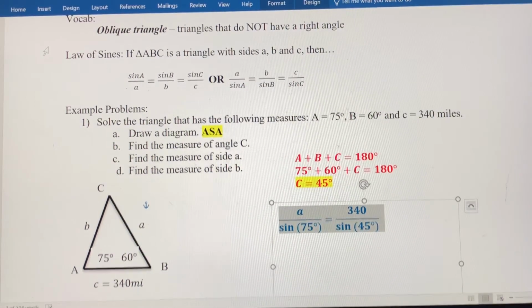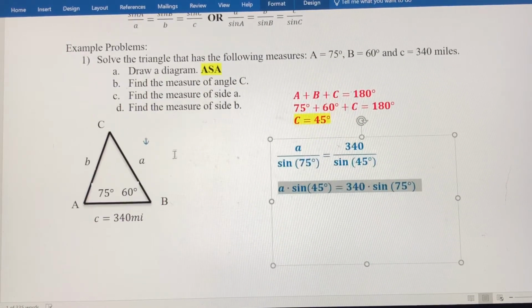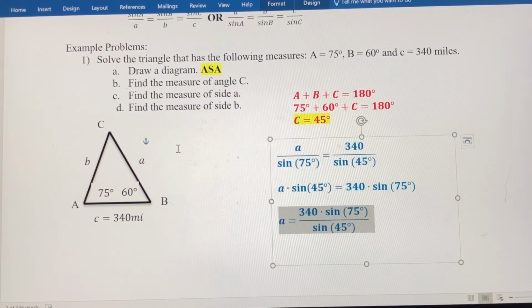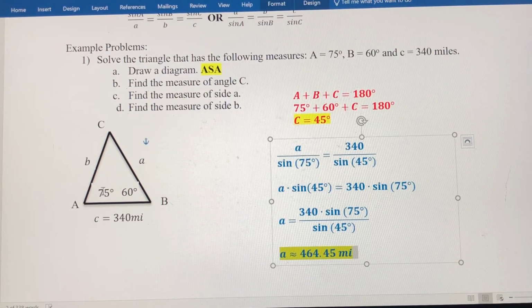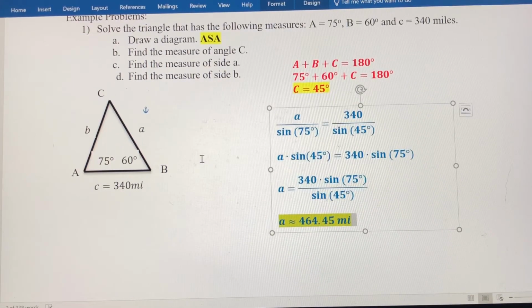Cross multiply, and we get the following equation: A times sine 45 equals 340 times sine 75. Divide both sides by sine of 45. That gets A on a side by itself. Use a calculator, and we get 464.45 miles. Now we know angle A is the largest of the three angles, so side A has to be the largest of the three sides. So this answer makes sense because it's bigger than side C. We just want to use that to verify our answer a little bit.